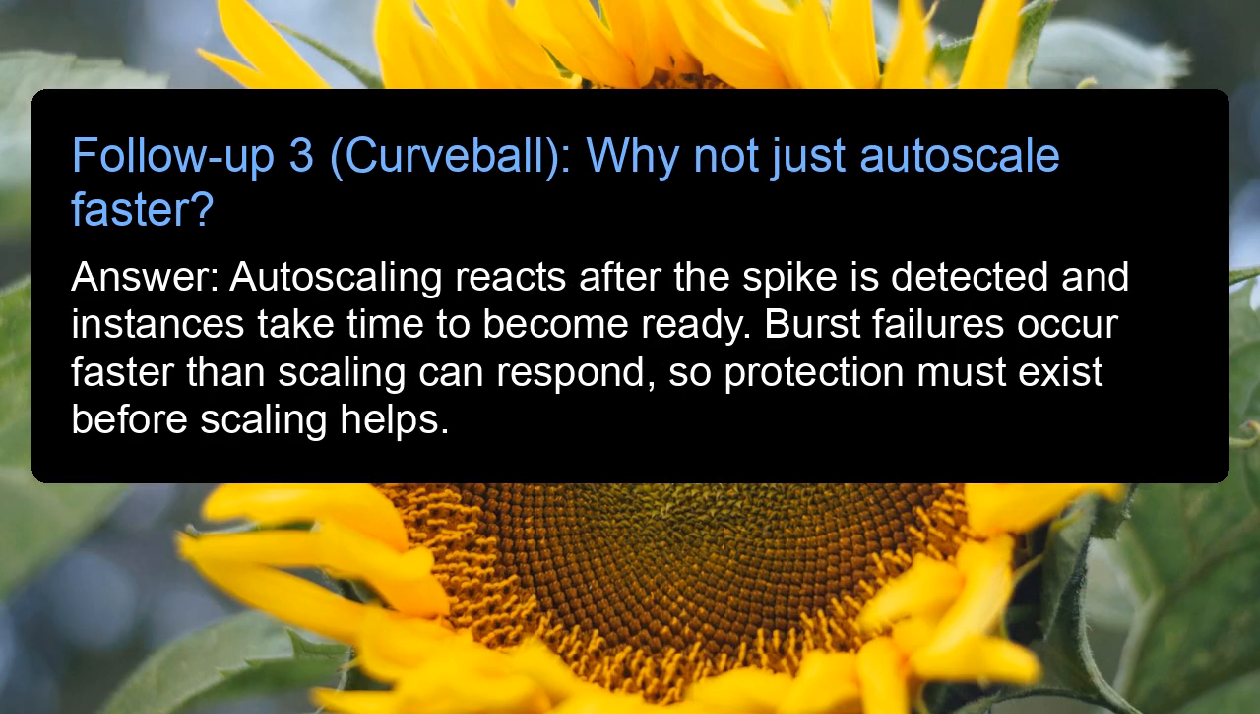Follow-up 3. Curveball. Why not just auto-scale faster? Answer: auto-scaling reacts after the spike is detected, and instances take time to become ready. Burst failures occur faster than scaling can respond, so protection must exist before scaling helps.